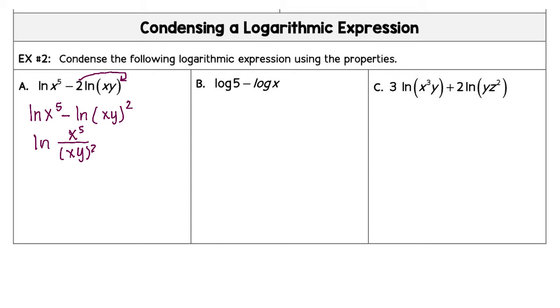Now right here we can simplify this because I've got an x squared and a y squared sitting down there. So we have natural log of x to the 5th over x squared, y squared. Now, what can we simplify there? There you go. So what's going to be left? x to the third over y to the second. That whole thing is your answer.